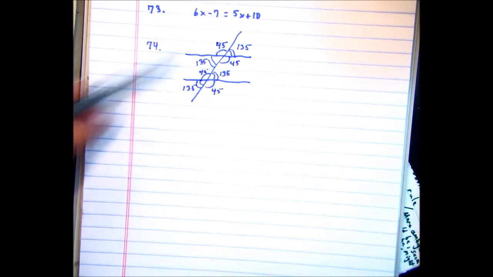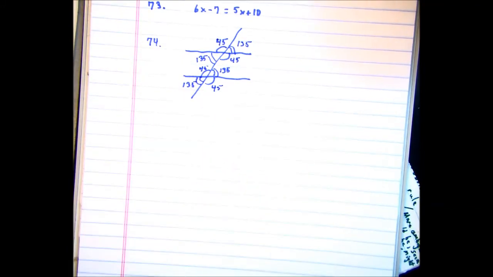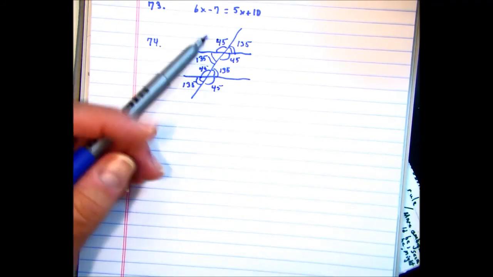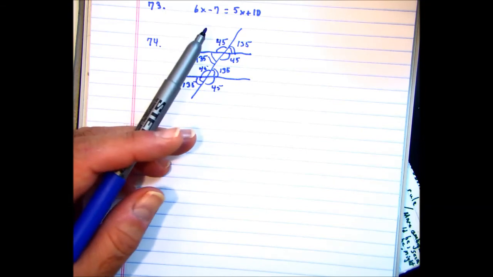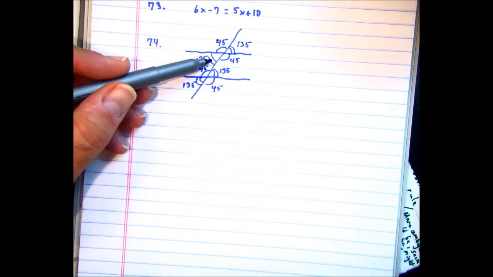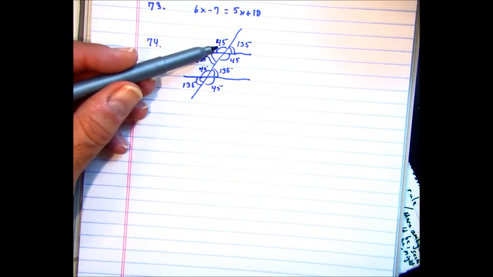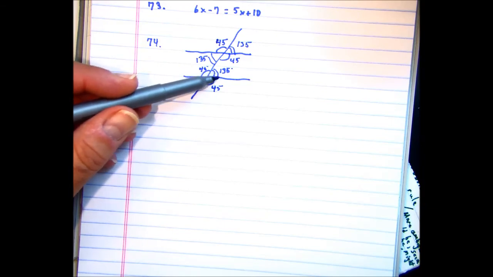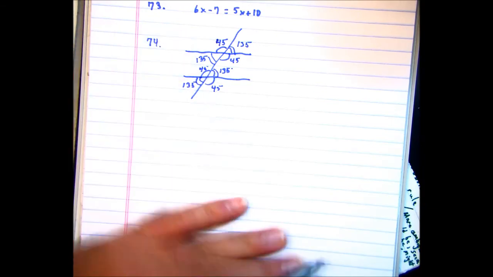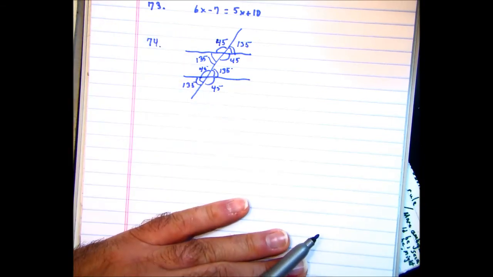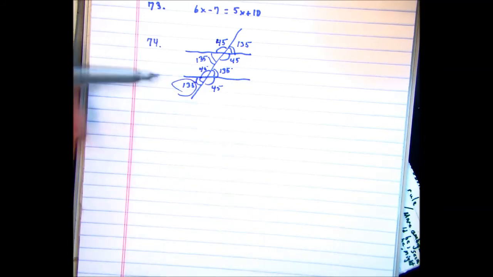Now in the actual picture, the line's going the other direction, but as long as you understand where the angles are. So this would be angle 1, this would be angle 3, 7, 2, 6, 4, and 5. And they ask, what is the measure of angle 5? Well, you have it right there.